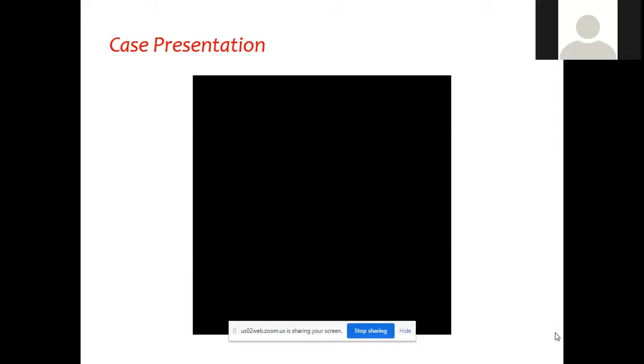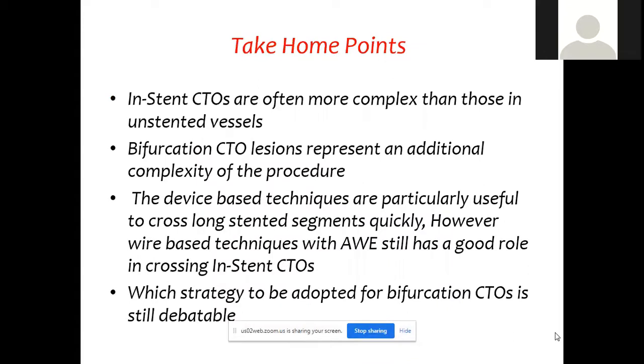So my take-home points are that in-stent CTOs are often more complex than those in unstented vessels. This is by logic, of course. Bifurcation CTO lesions represent an additional complexity of the procedure, and the device-based techniques that we can use are particularly useful to cross long-stented segments quickly. However, wire-based technique with antegrade wire escalation still has a good role in crossing in-stent CTOs. Which strategy to adopt for bifurcation CTO is still debatable.